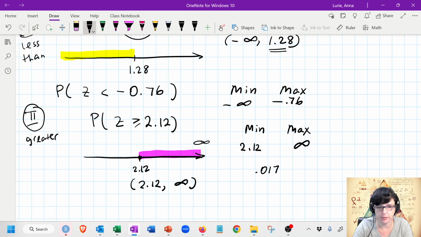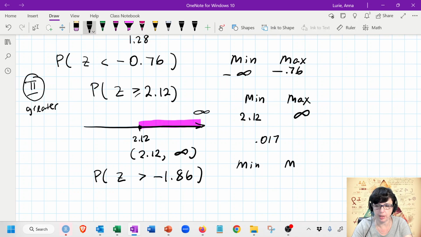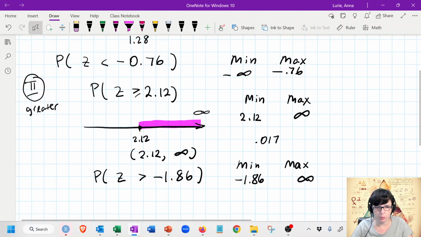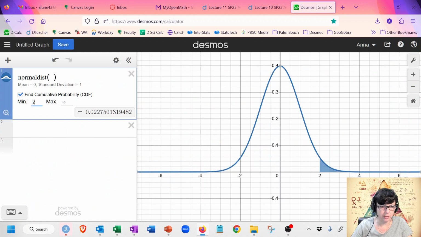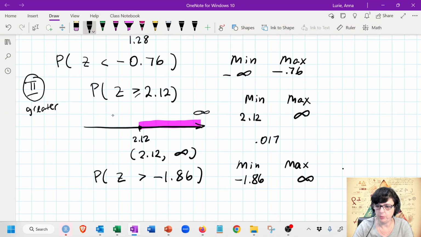That would be 0.017. So another example, what if I wanted to find the probability that z is greater than, let's say, negative 1.86 or something? Same thing, it's greater than. We set the minimum to negative 1.86 and the maximum would be infinity. So for greater than, for case 2, you always set the minimum to be whatever number they give you, and for the maximum, leave it blank. So here I have negative 1.86, so I'm going to set that here and leave the other one infinity. It tells me that the answer is 0.9686, something like that. So that would be the answer.